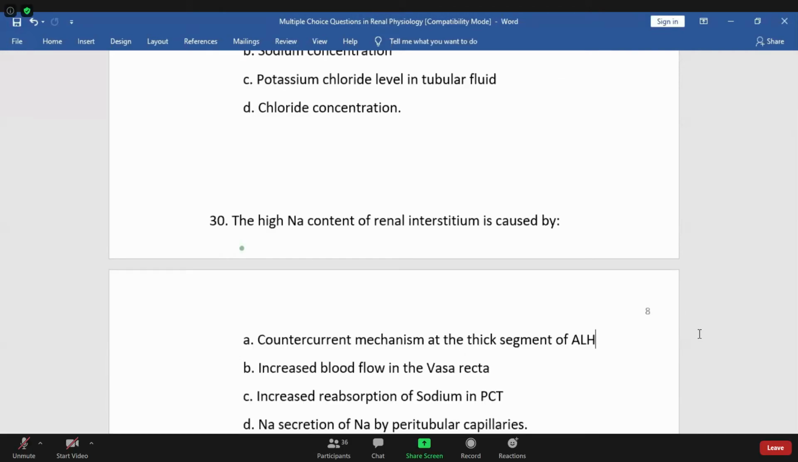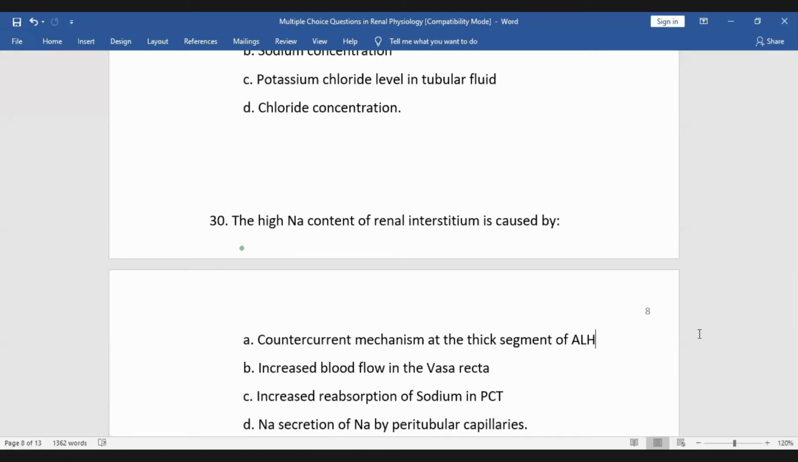The high sodium content of the renal interstitium is caused by the renal interstitium. Try to remember, the renal interstitium is the extracellular fluid present in the renal medulla, right? And that contains on one side the renal tubules, and it also contains the vasa recta, and the remaining part, the fluid, is known as renal interstitium. It contains some cells also.